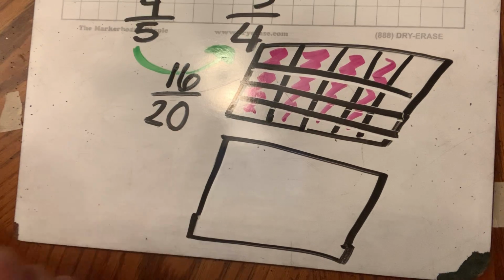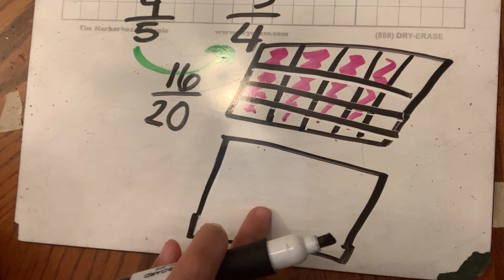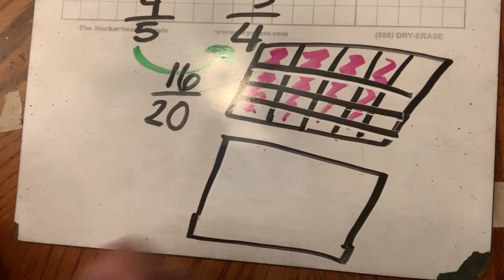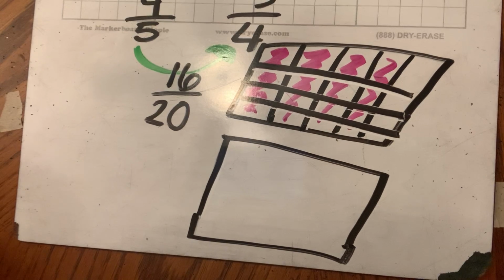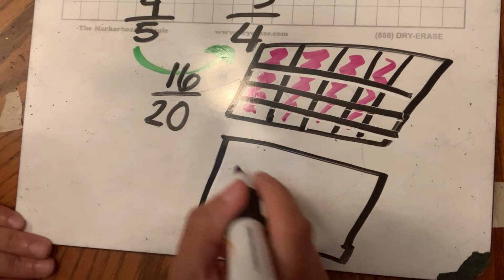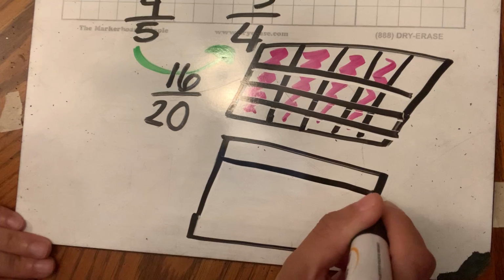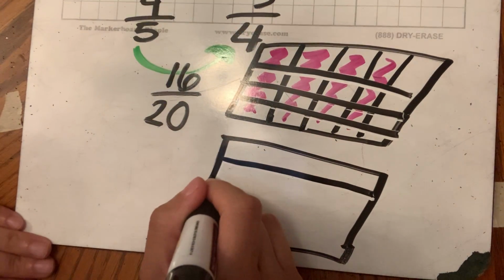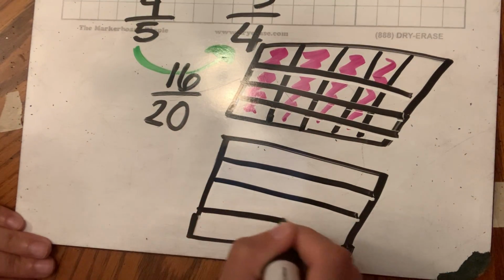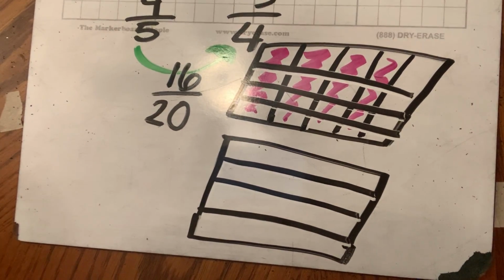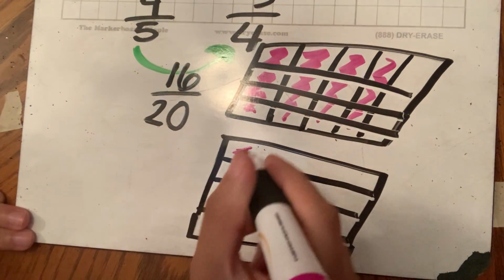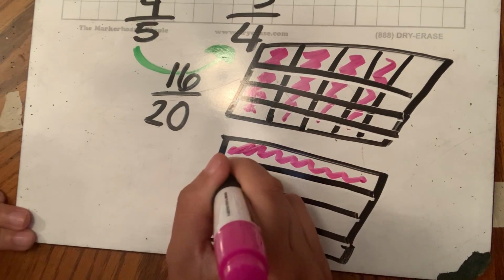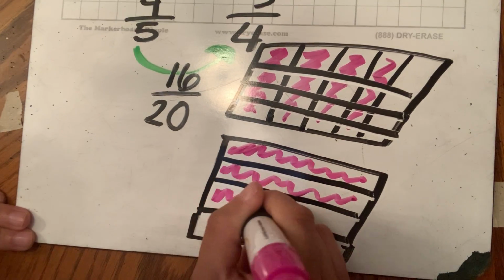Now I can go ahead and do my area model for the other fraction, 3/4, right? So this time, remember, we're going to start with horizontal lines, and it looks like I have fourths, right? I'm going to go ahead and do that. And I'm going to shade in how much? 3. 1, 2, 3.